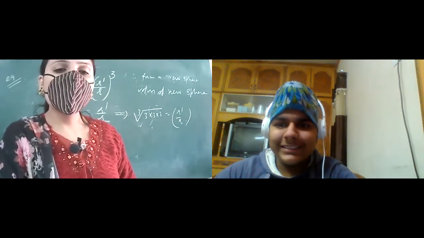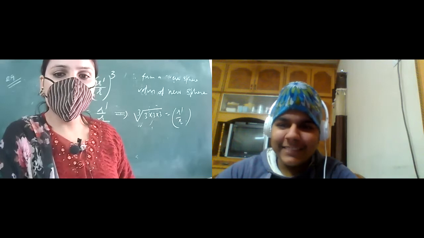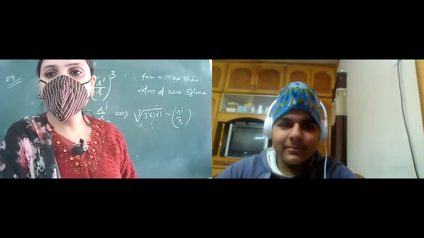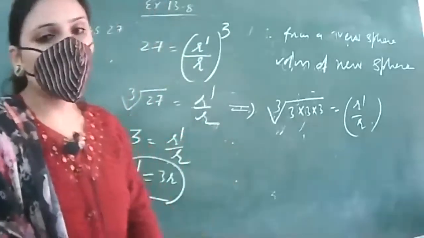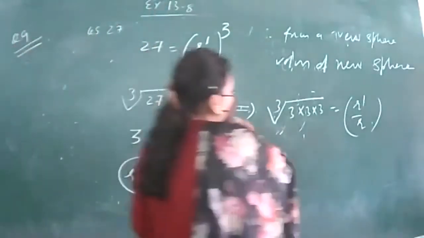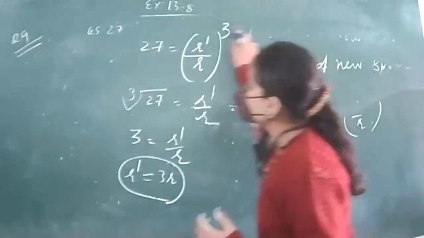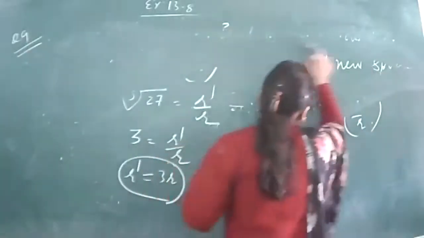So we have S as the surface area of the old sphere and S dash as the surface area of the new sphere. So we want to find their ratio. So let us first find them individually.